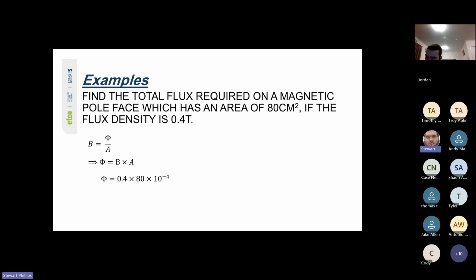Which is equal to 0.4 times 80 times 10 to the -4, because we're in square centimeters we need to do 10 to the -4, which gives us 0.0032 webers, or 3.2 milliwebers. Is this all making sense?